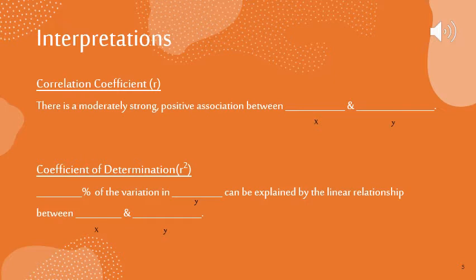And then for the coefficient of determination, or your r squared, you're going to say blank percent of the variation in y can be explained by the linear relationship between x and y. That blank percent, whenever you have your r squared, let's say it's 0.68, you're going to make sure that you change that to a percentage, and you would say 68% of the variation in height can be explained by the linear relationship between hand span and height. So make sure that you always plug in that x and y with context, and make sure that whenever possible you use units as well.